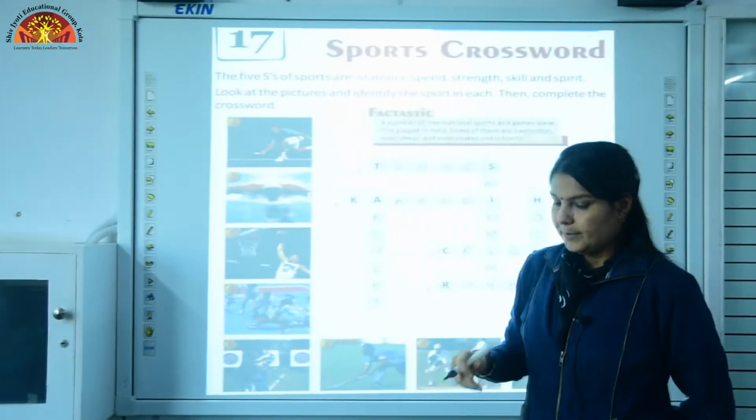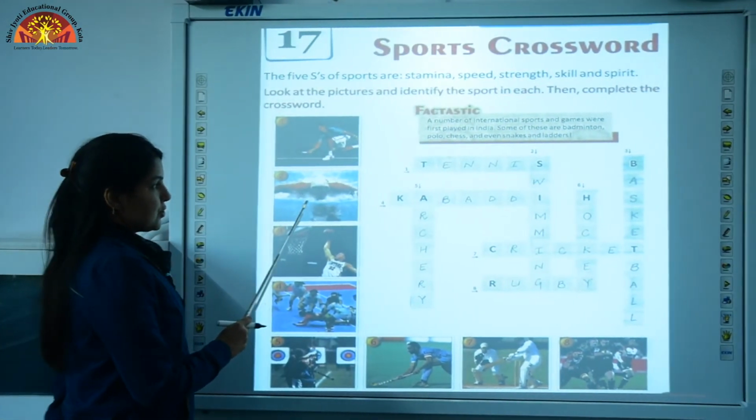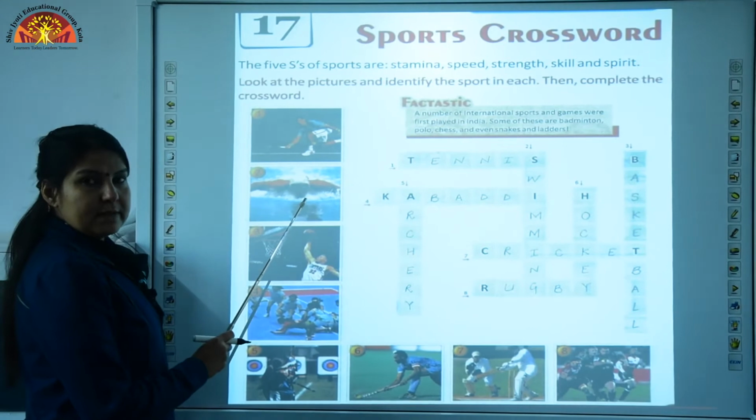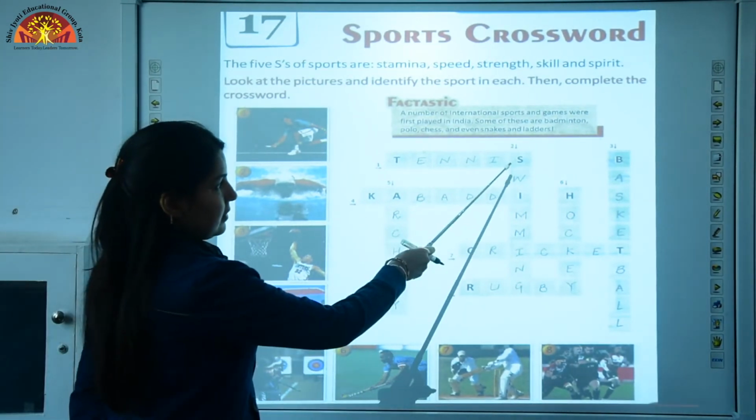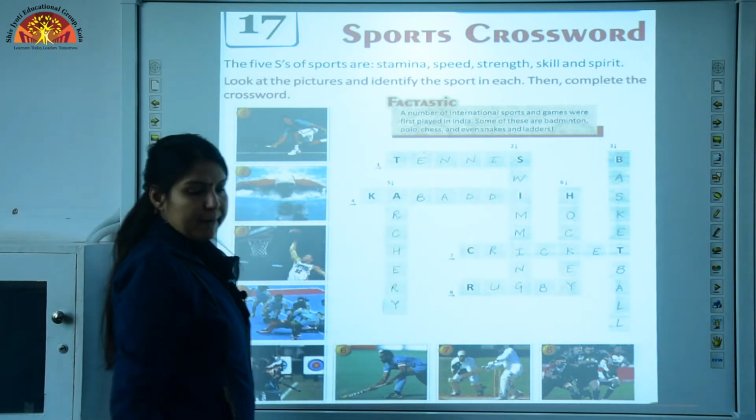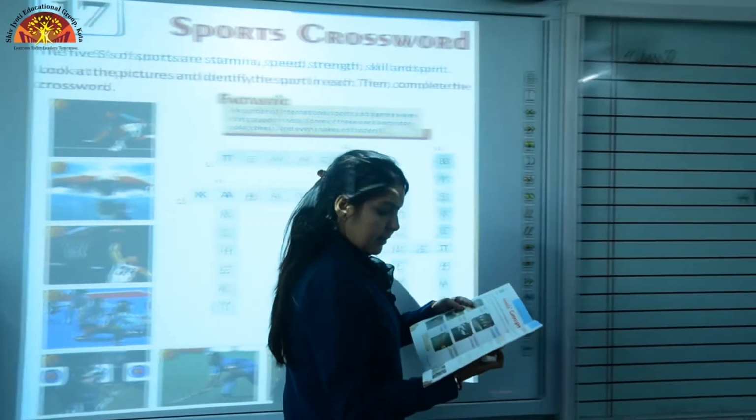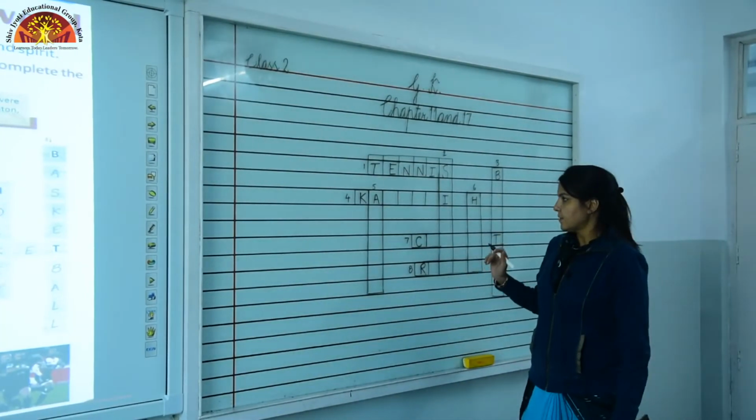Now we will see the second sport. This is swimming. What is this? This is swimming. Where is swimming written? Swimming is written on number 2. So we will write the spelling of swimming there. And children, swimming is a water racing sport.